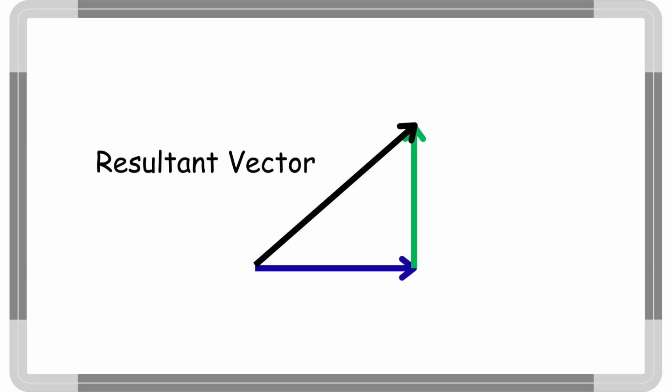We can add vectors using the tip-to-tail method. Place one vector's tail at the tip of the other, then draw a new arrow from the start to the end. This gives us the resultant vector, showing the overall effect.